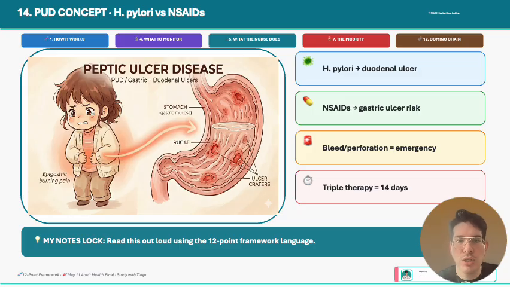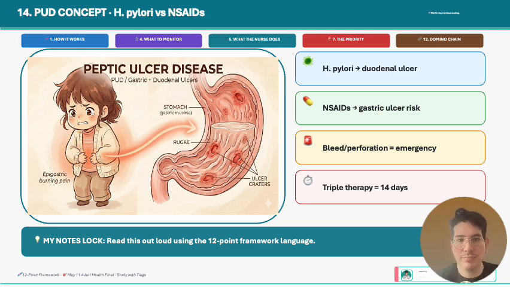So I want the cause to tell the story. Bacteria break protection from one angle. NSAIDs remove protective prostaglandins from another. Either way, acid meets vulnerable tissue. Think of H. pylori as the intruder. NSAIDs remove the stomach's protective raincoat. In both cases, acid gets access to the tissue it should not burn.